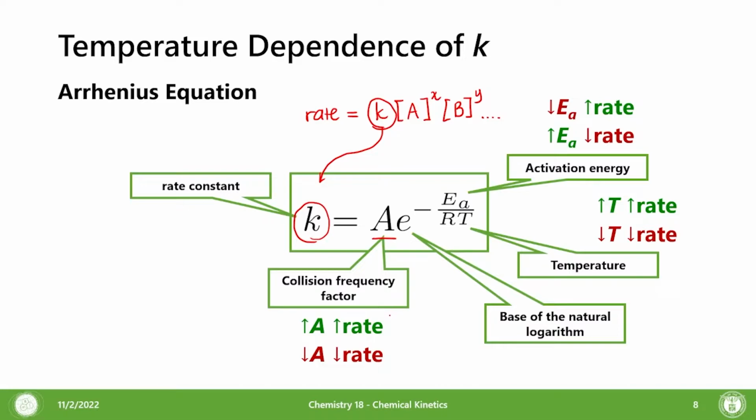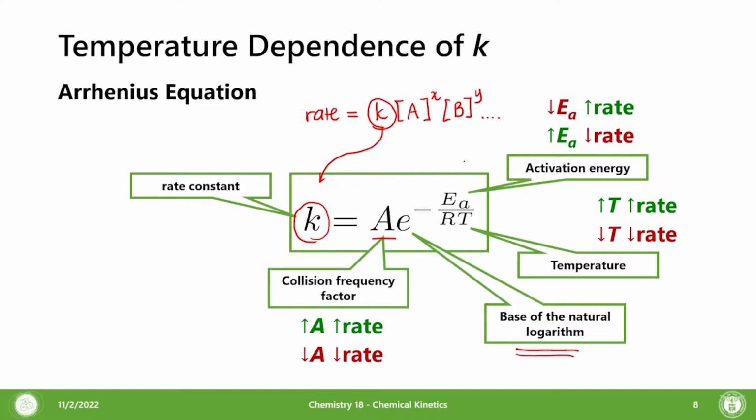A is our collision frequency factor. So this is a statistical variable that gives us the frequency of your collisions. So the higher the value for A, the higher the rate of the reaction. The lower the value of A, the lower the rate of the reaction. e is just the base of the natural logarithm. This is a value that you can find in your calculators. Ea is your activation energy.